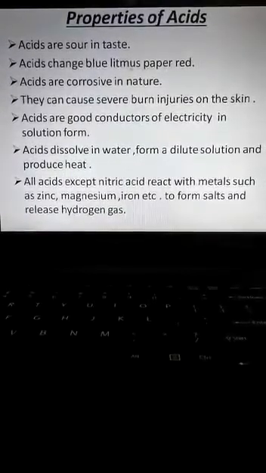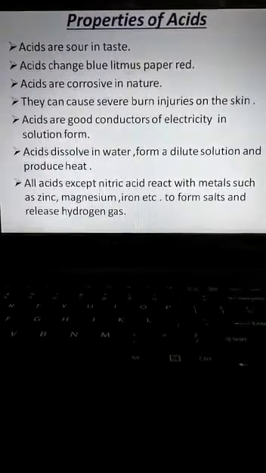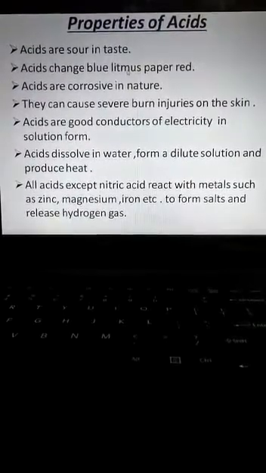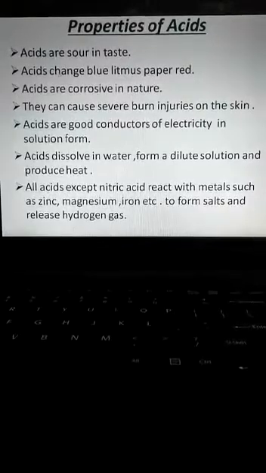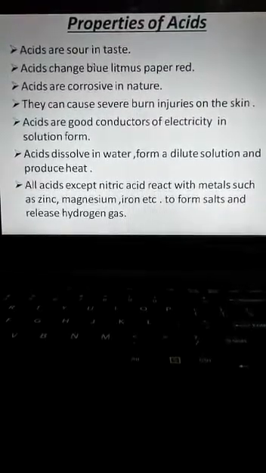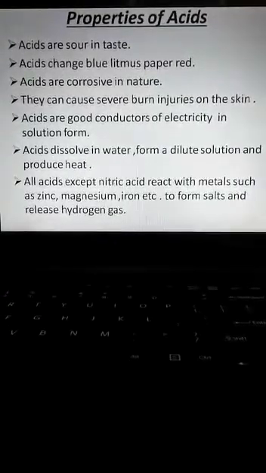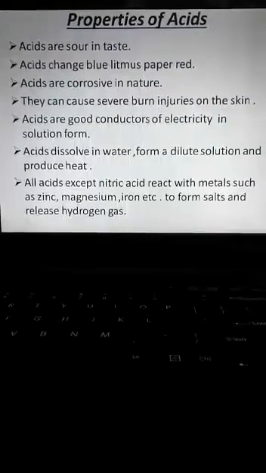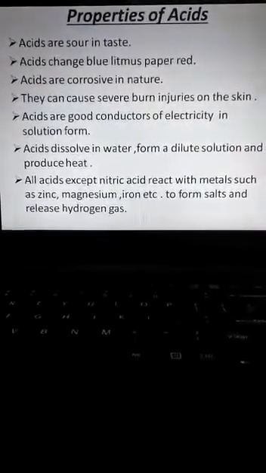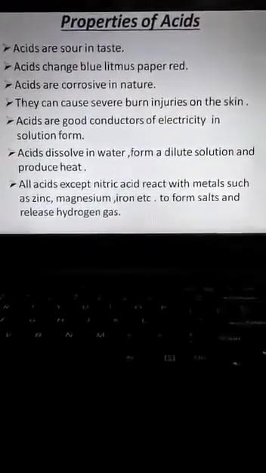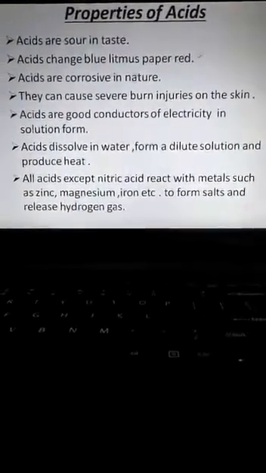Now, what is this litmus paper? Children, this is an indicator which is used to test whether the given substance is an acid or a base. They come in two colors, red and blue. In acids, if you put the blue litmus paper, it will turn red. But if you put the red litmus paper, it will remain red only. So acids change blue litmus paper red.